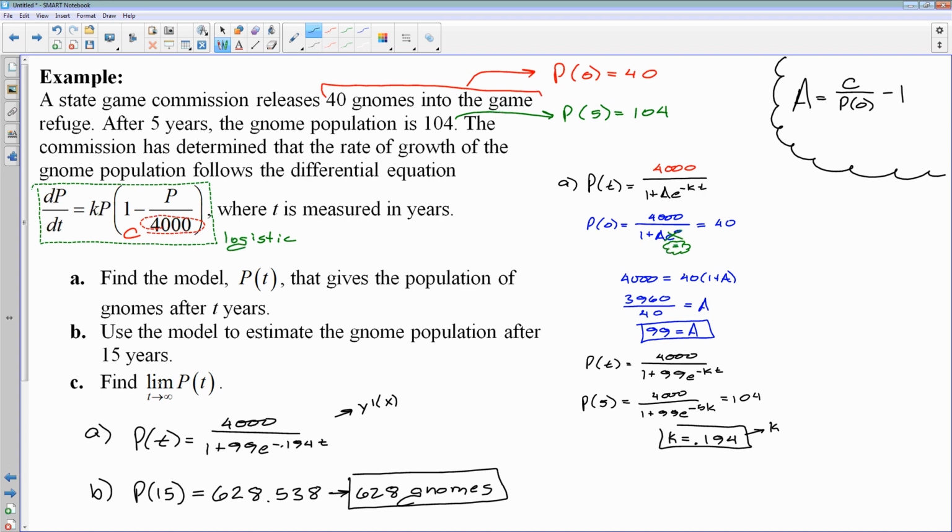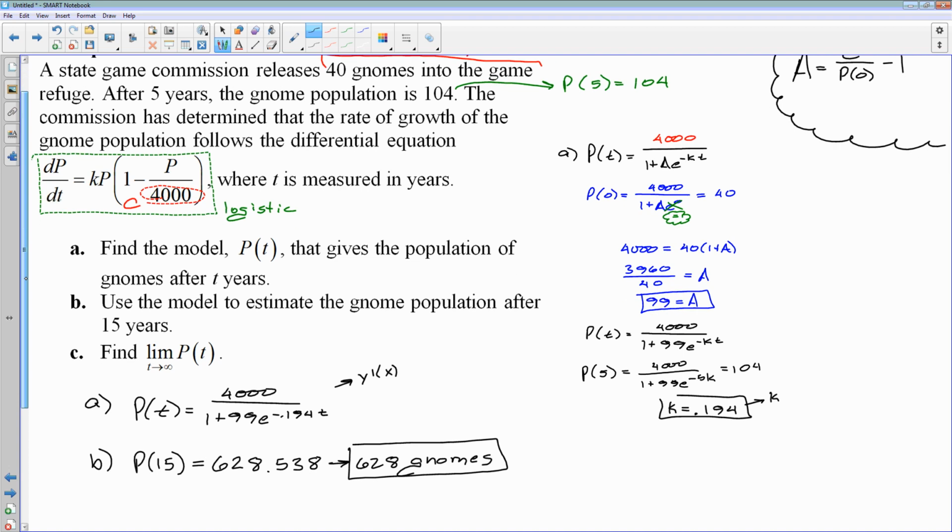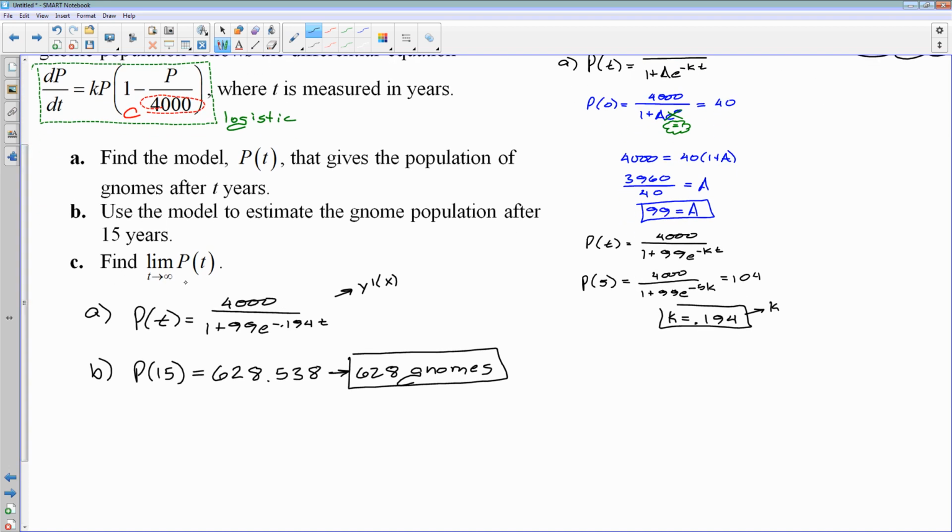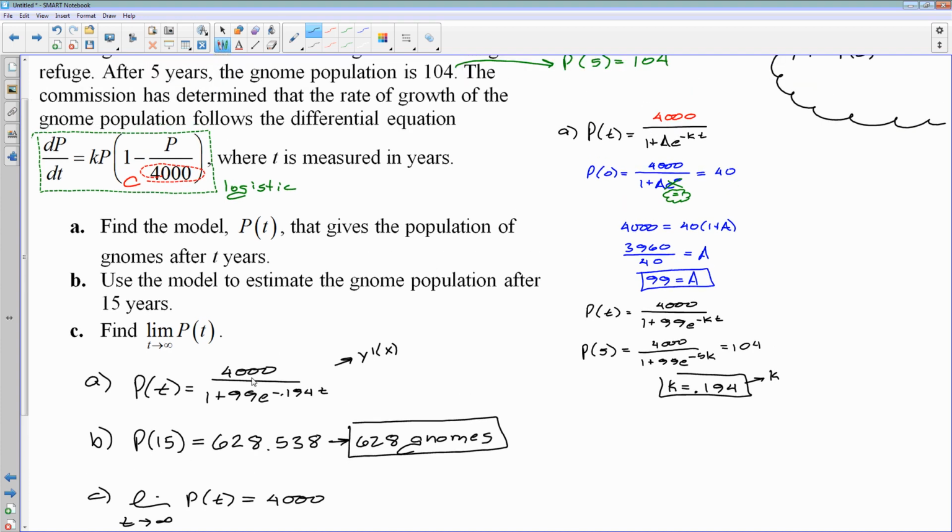And part C, find the limit as t approaches infinity. The answer to part C is actually a carrying capacity question. What happens to the population as time goes on forever and ever? That's going to be the carrying capacity. So as time goes towards infinity, the population is going to level off at 4,000. Now, it may not actually get there. If you were to look at this on a calculator using these numbers, you would end up with 3,999 and a bunch of decimals after that, 0.9999999. But it does approach that carrying capacity as time goes towards infinity.